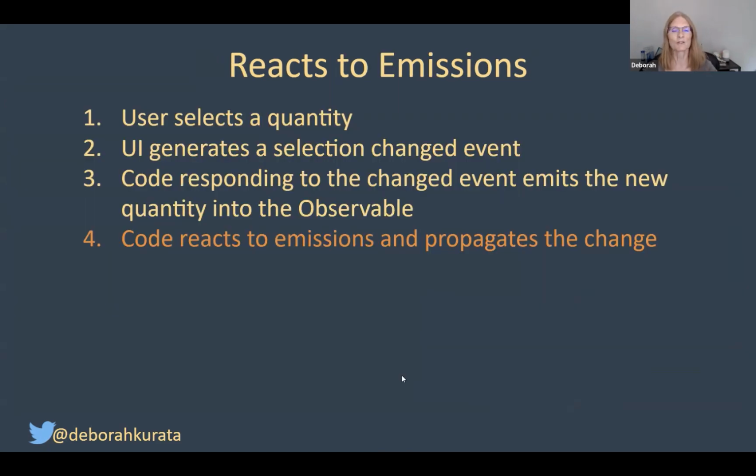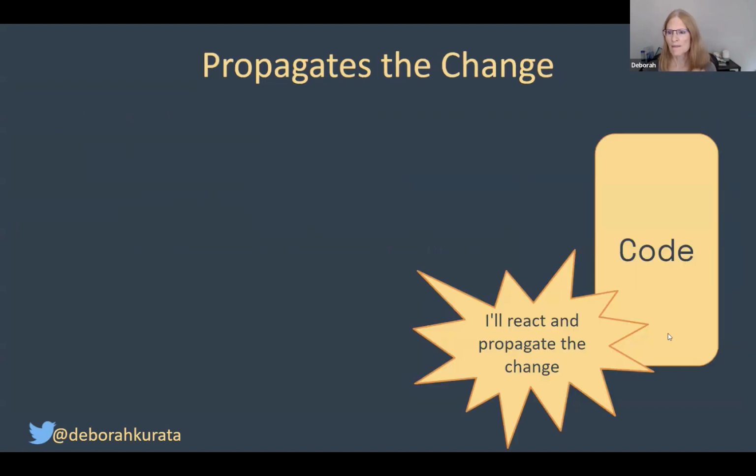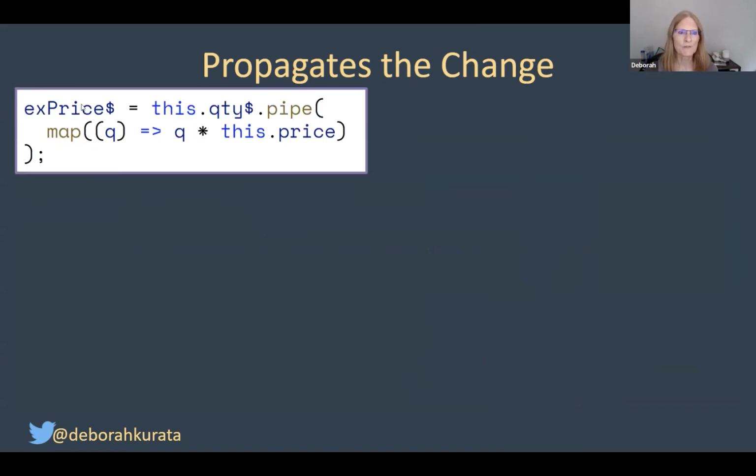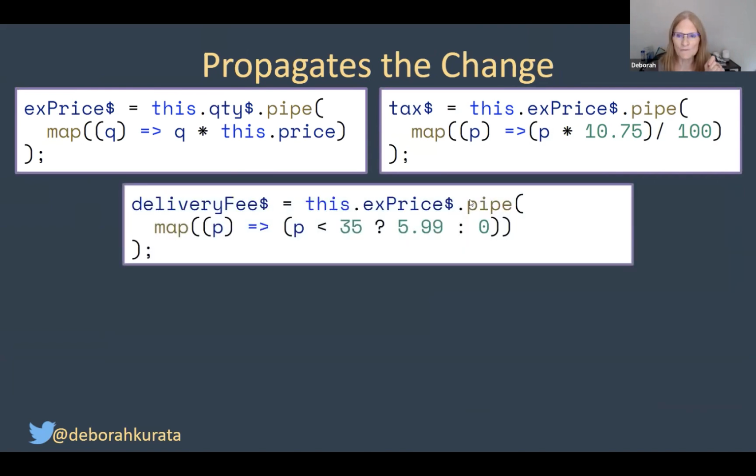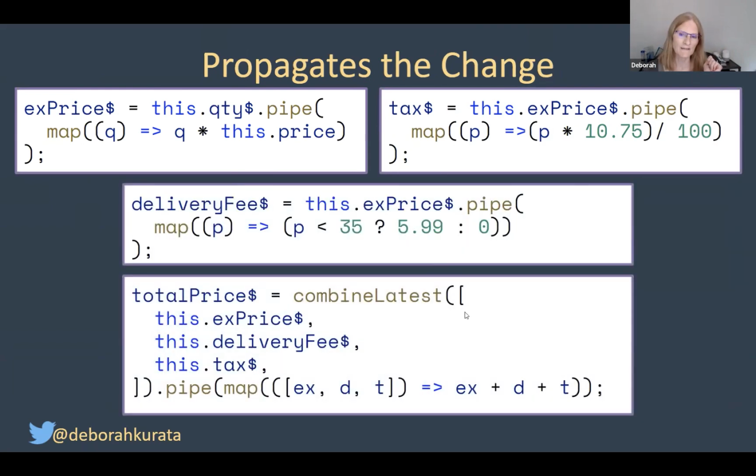The code then can react to that emission and propagate the changes. So the code is like, oh, okay, I see that that's changed. I'm going to react and make more changes. So here my extended price is going to react to the change in quantity. The tax is going to react to the change in extended price. The delivery fee is going to react. And then here it's actually real code, not pseudocode. So it's combineLatest. And I have all of my values here.